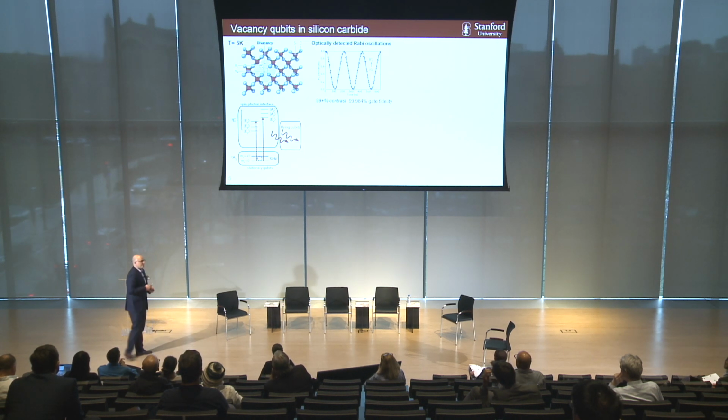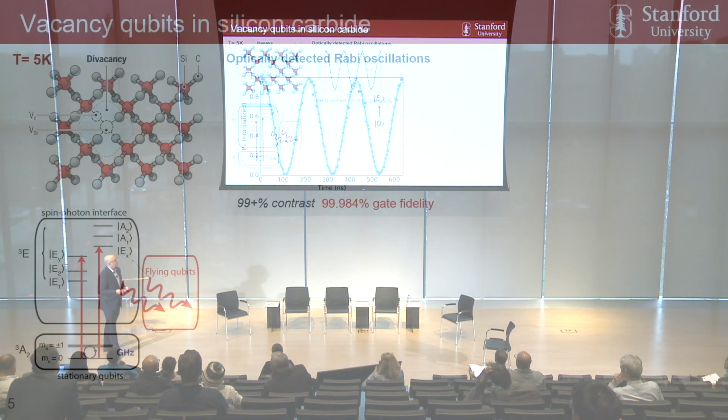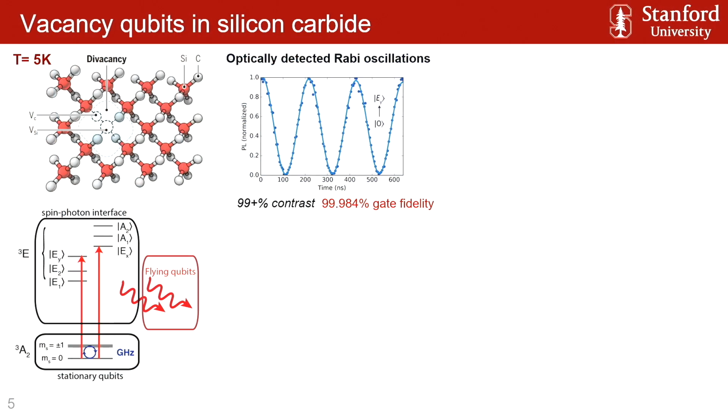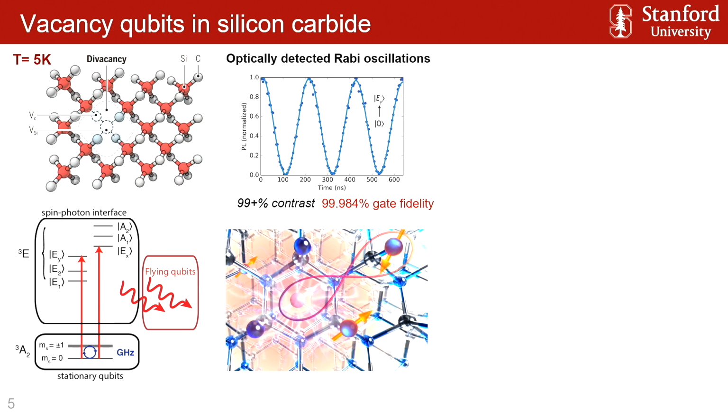We can use these features to optically polarize and read out our spin. We can manipulate that spin magnetically using microwaves, and we can see extremely high contrast Rabi oscillations with high gate fidelities. So we have good control of this single spin qubit. But of course, a single spin qubit is not enough. We want multi-qubit registers.